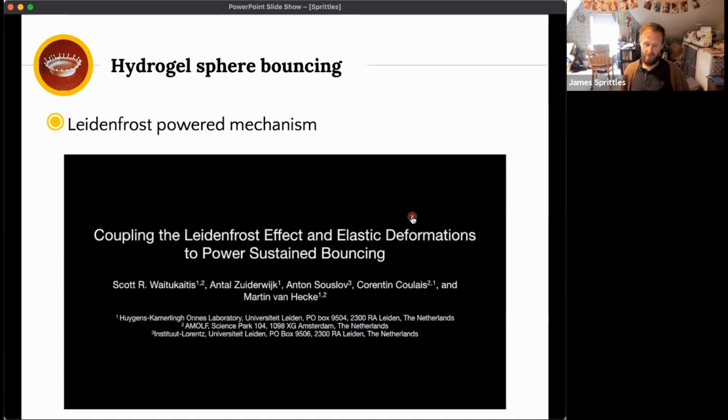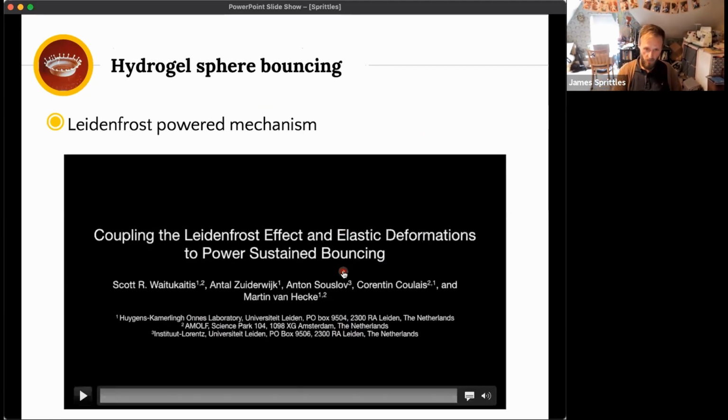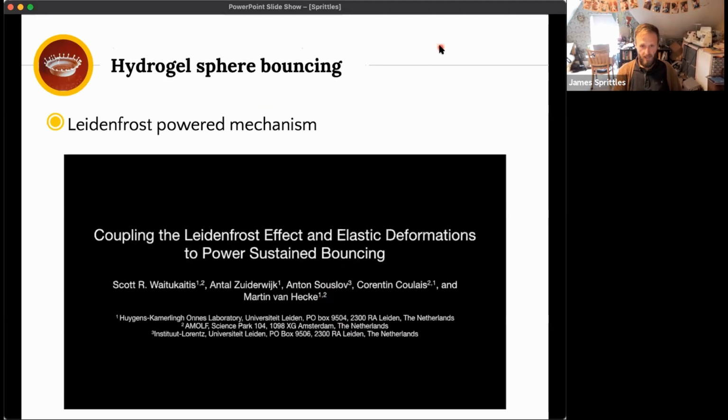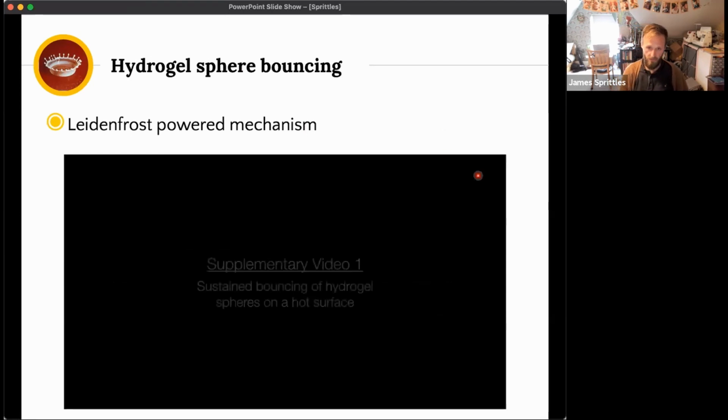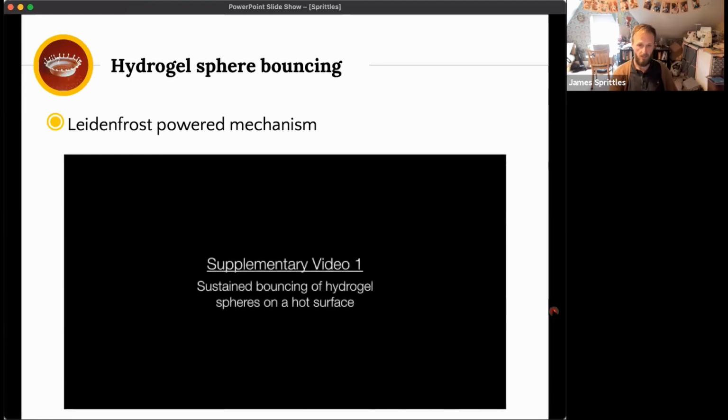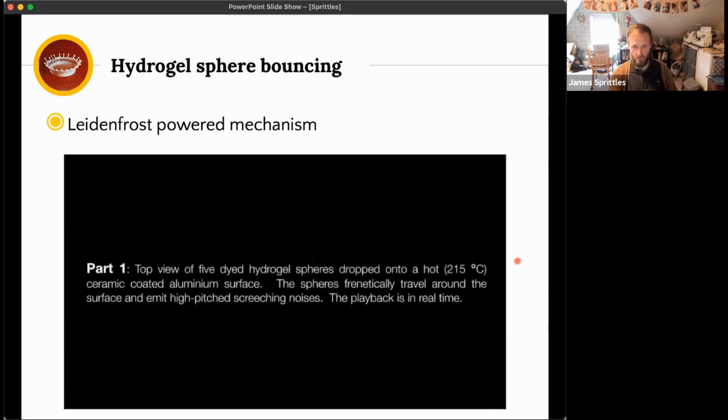So the final one is just a kind of fun one, which we started working on during one of the lockdowns, I think. And this is with Anton, who's in Bath. These are some experiments which were published in Nature a few years ago, where they looked at hydrogel spheres on hot solids. Let me just show you essentially what happens. When you deposit these hydrogel spheres on a hot surface, which is just a frying pan here, essentially, what you see is that they bounce, and in particular, the bouncing is sustained by the Leidenfrost effect.